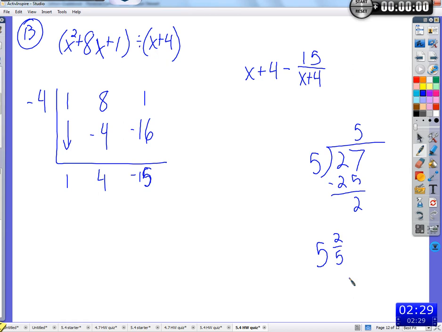Okay. We divide every part of 27 by 5. The biggest part, 25, can be divided into 5 pieces. The last 2 also needs to be divided into 5 pieces.